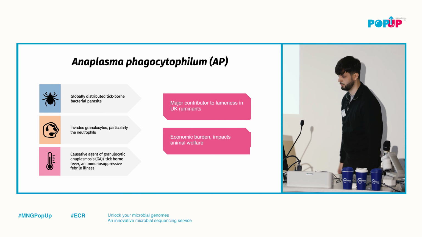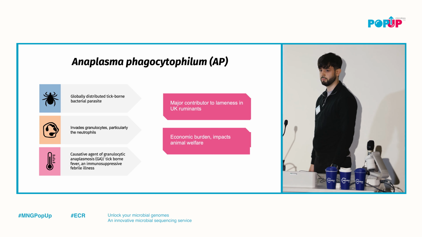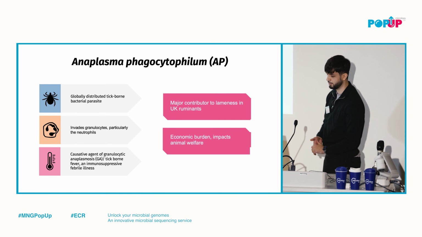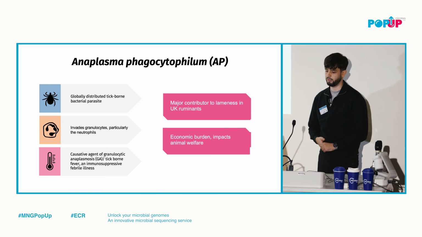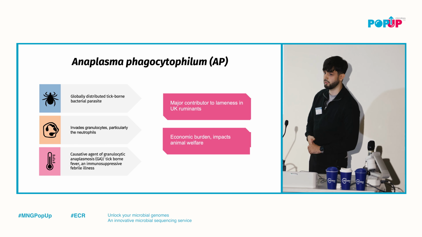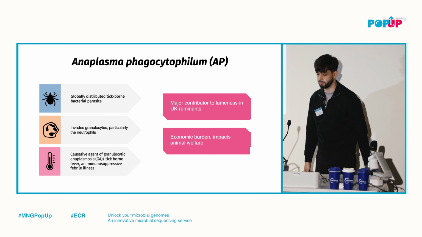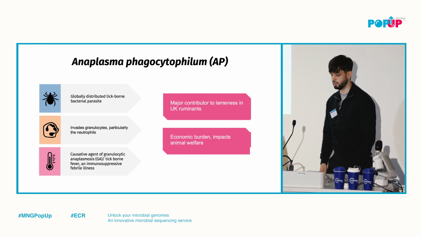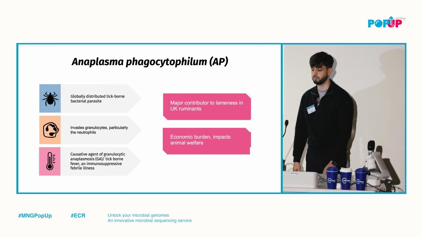One of its constituent species is Anaplasma phagocytophilum, which I'll refer to as AP, because it's a lot easier to say. This is a globally distributed tick-borne bacterial parasite. It invades the granulocytes, particularly the neutrophils, but sometimes the eosinophils, and it's the causative agent of granulocytic anaplasmosis, which is an immunosuppressive febrile illness.